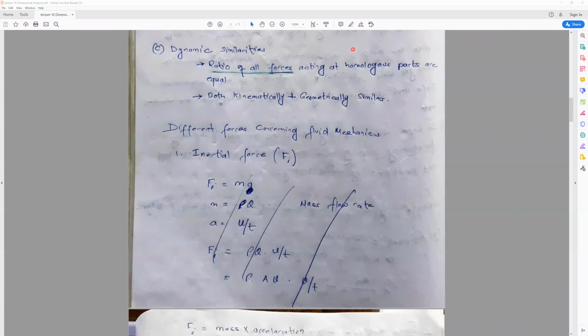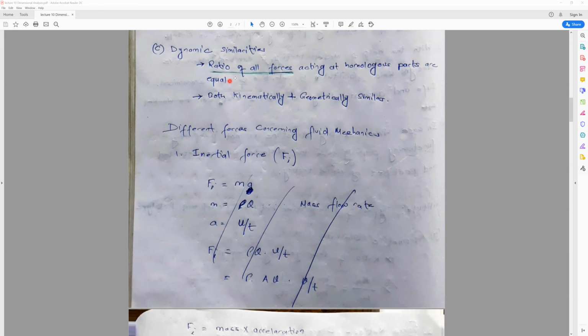Hello students, this is the continuation of the 10th lecture and we were discussing dynamic similarities. We have also said that for a model to be dynamically similar with the prototype, first it must be kinematically as well as geometrically similar. Then only we would call the model dynamically similar, where the ratio of all the forces acting at a homologous part are equal.